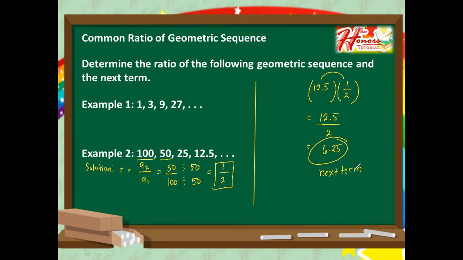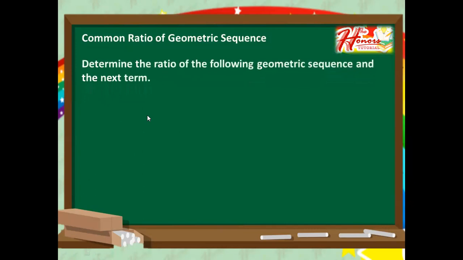Let us have another example. So we have here example 3. The given is 4, negative 8, 16, negative 32. Same process. Let's look for the ratio first. Let's write our solution here.